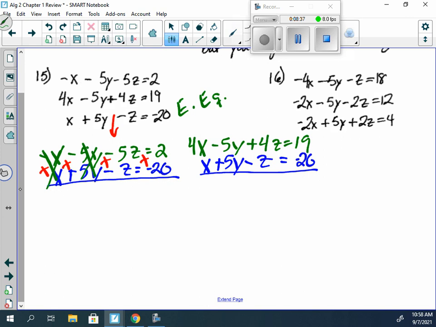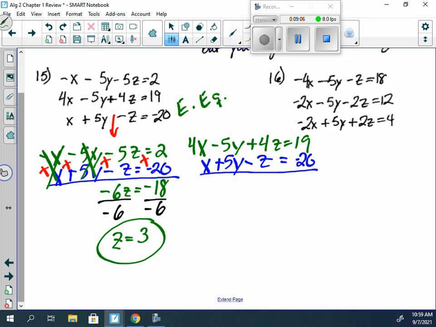Negative 5z plus negative z is negative 6z, because negative 5 minus 1 is going to be negative 6. We're making it into a bigger negative. And lastly, 2 plus negative 20 is negative 18. I'm going to just go on and divide both sides by negative 6, because how many variables do we have? We just have one. Because if it ends up working out that I do have an equation with just one variable, we might as well solve for it.